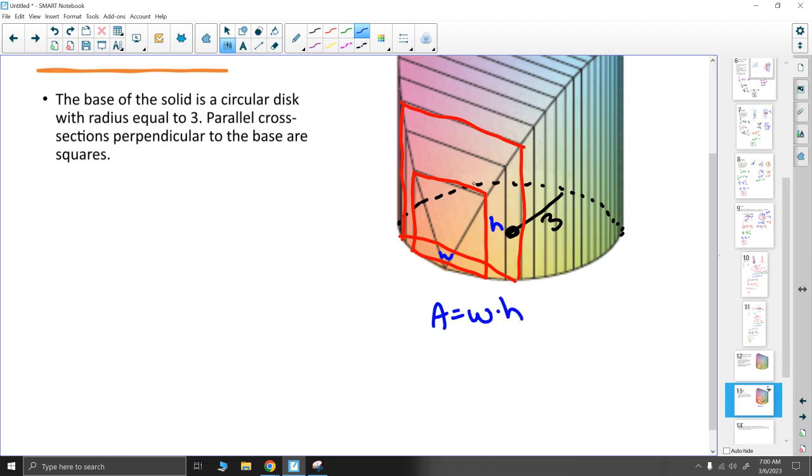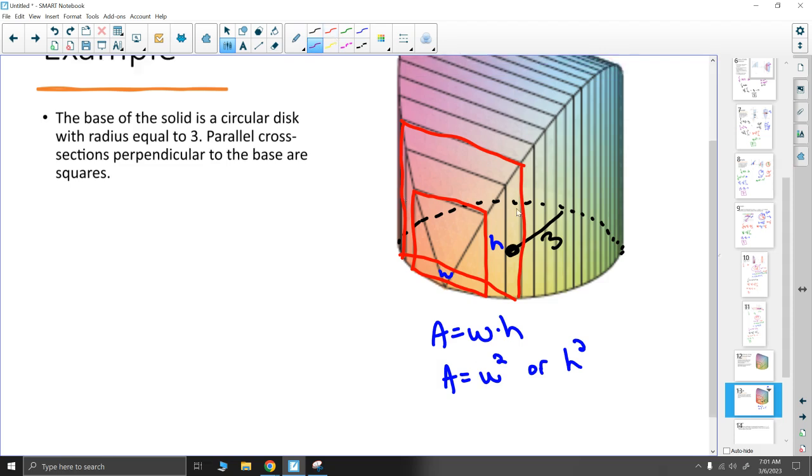Width times height in this orientation, okay? So what we need to do is describe this, but the nice thing is that it's a square, so it's rectangular. Rectangular in general would be width times height, but for us, it would be just width squared, or just height squared. Because it's square, the width and height are the same, so either one would be appropriate.